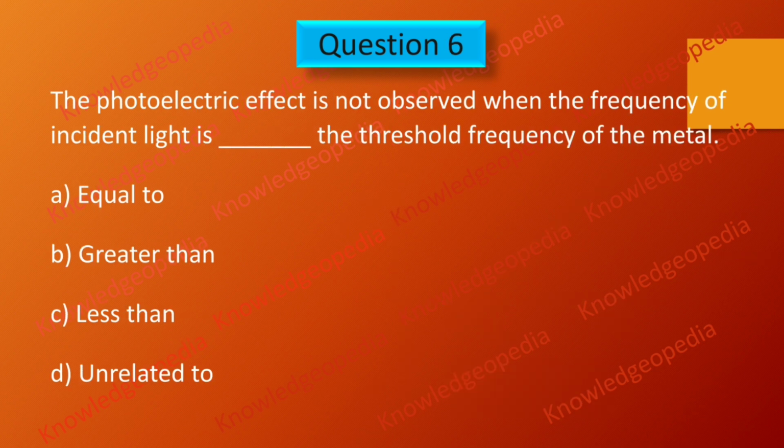The next question is, the photoelectric effect is not observed when the frequency of the incident light is dash the threshold frequency of the metal. We have discussed three situations: h nu is equal to the work function, that is W0 or h nu 0, h nu is less than h nu 0, and h nu is greater than h nu 0. And we have seen that emission is not possible when the frequency is less than the threshold frequency. So the option C is the correct answer, that is less than the threshold frequency.